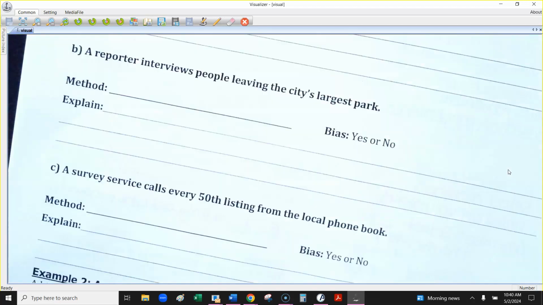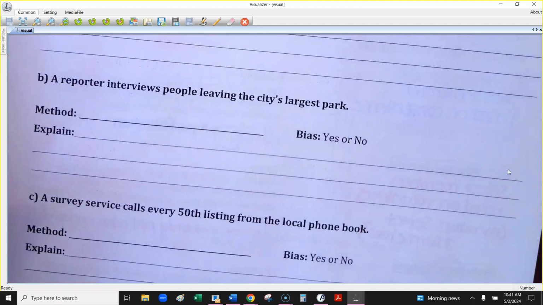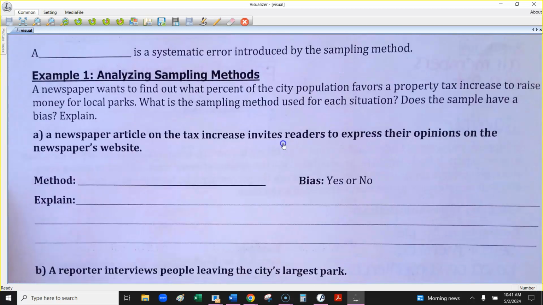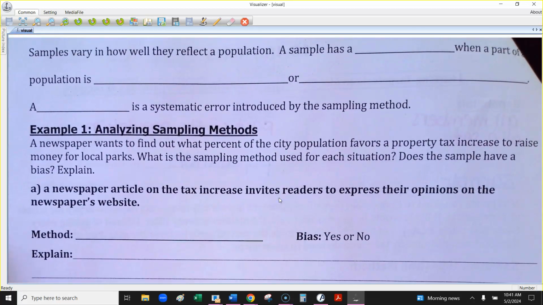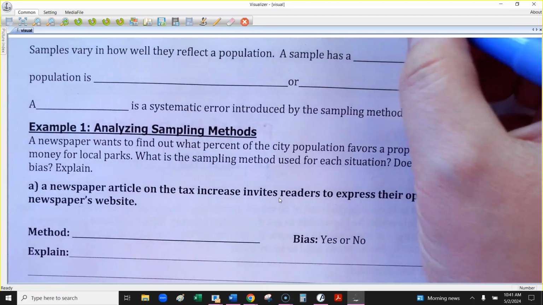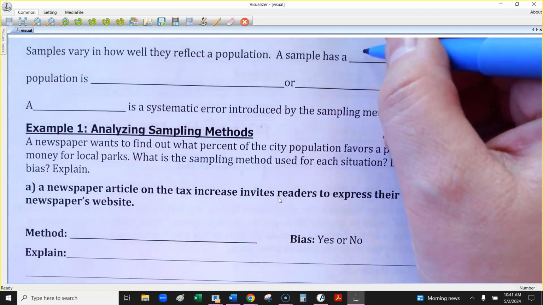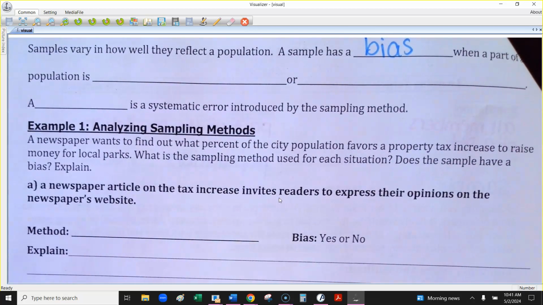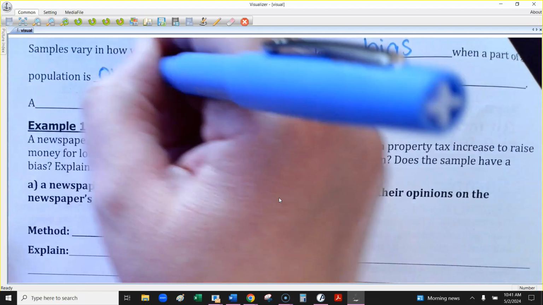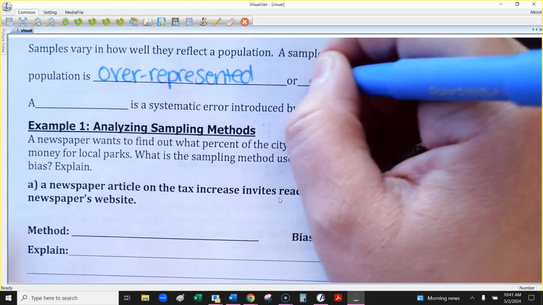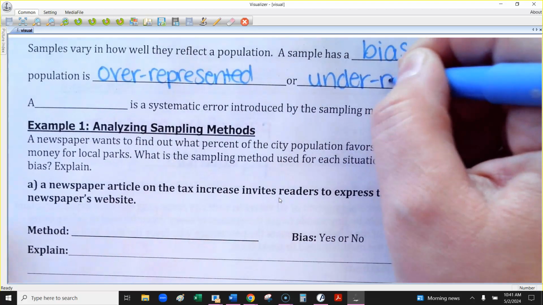All right, so all we're going to do here is I'm going to give you a little definition about bias, and then we're going to give a little example. We're going to see if we can figure out which method it is and whether you think it's biased or not, like whether the data would be good. And again, a lot of these are just your opinion. So samples vary in how well they reflect a population. A sample has a bias when part of the population is either overrepresented or underrepresented.